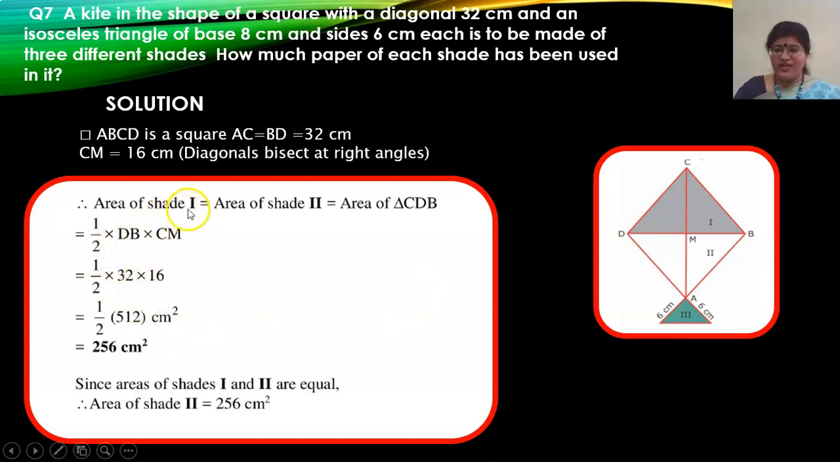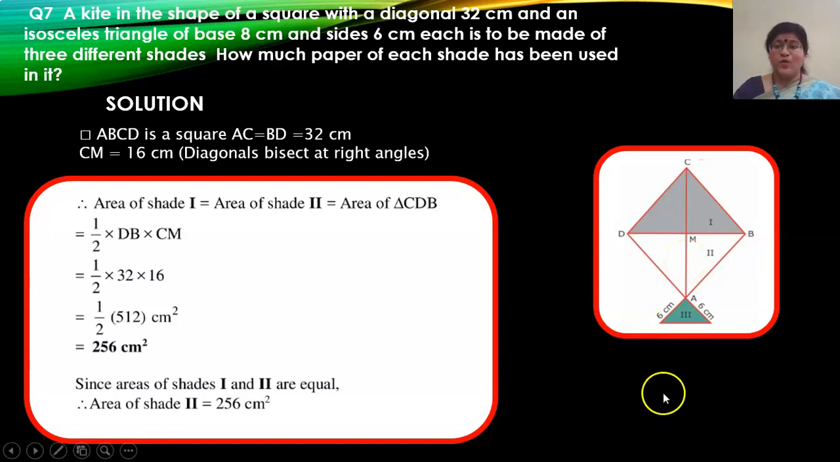So area of shade 1 is half into base into height, half into 32 into 16. You get the answer as 256 centimeters square. So my dear students, the area of triangle BCD is 256 centimeters square. So we got the area of part 1. Now we need to find the area of part 2. You do not have to calculate the area once again. You just have to mention that area of shade 1 and area of shade 2 both are equal. So area of shade 2 is also 256 centimeters square.